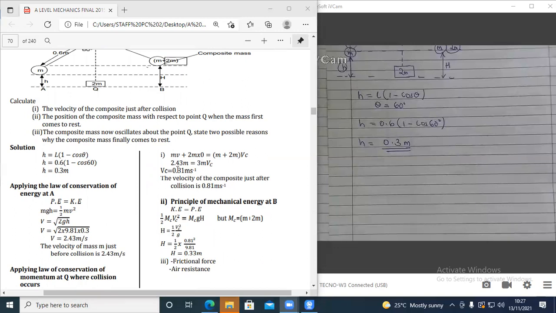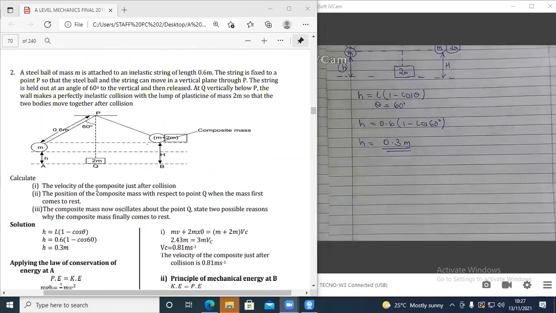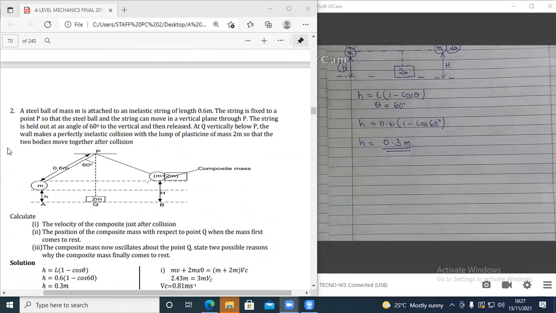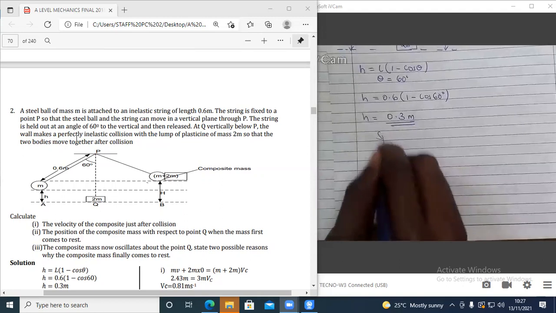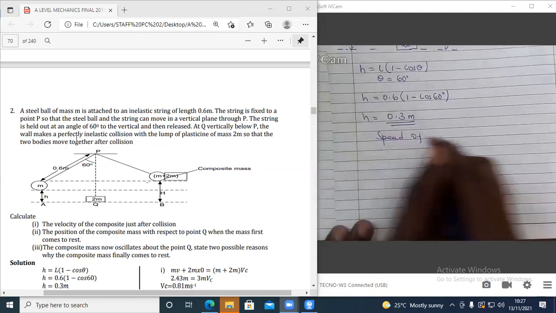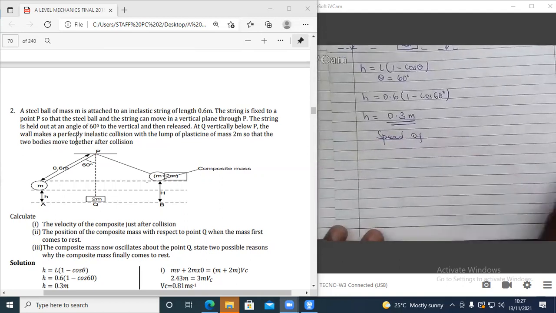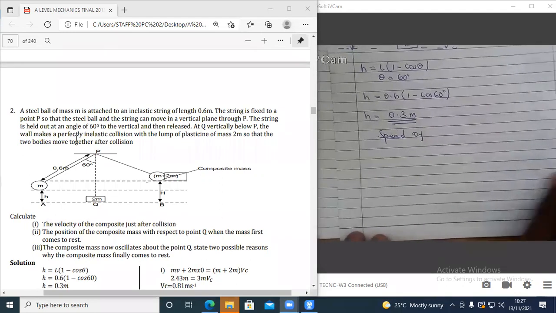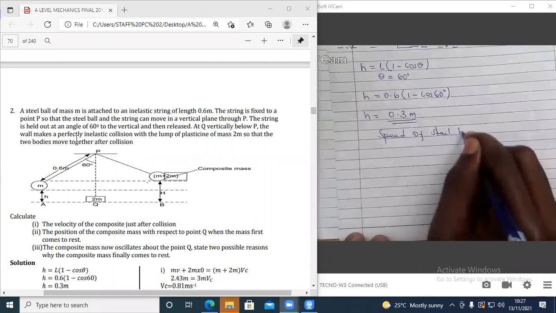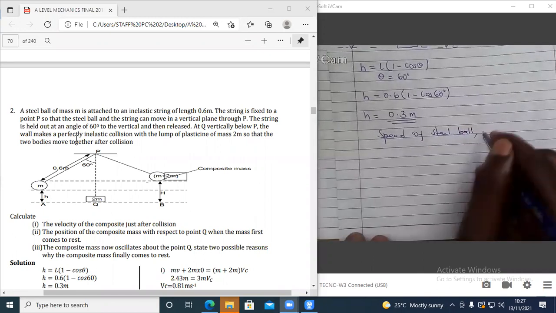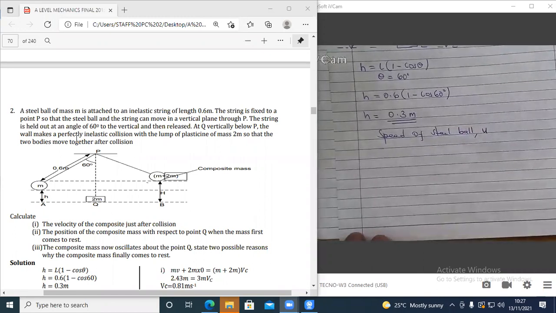So the first thing is we need to know the velocity of the steel ball. Was the velocity given in the question? It was not given. The speed of the steel ball at which it was released was not given. So we said let that one be u, that is before impact.